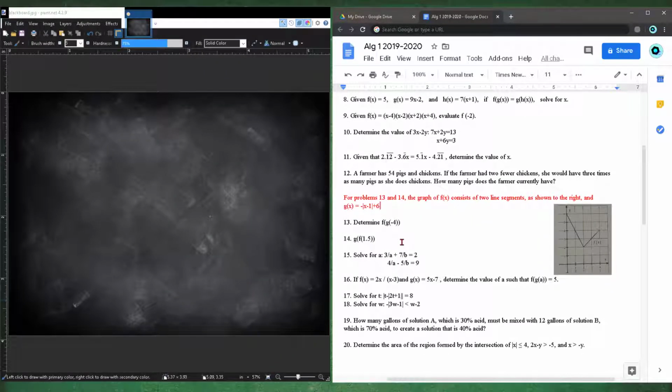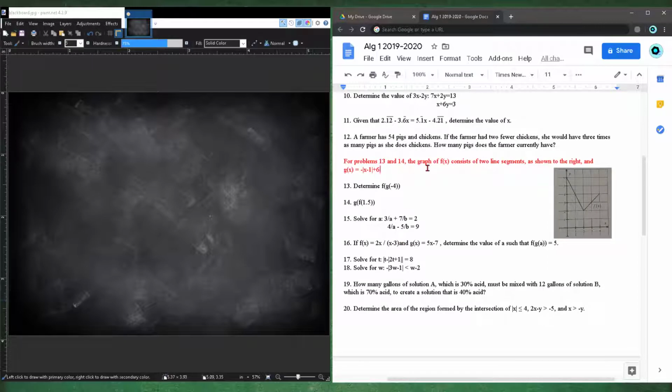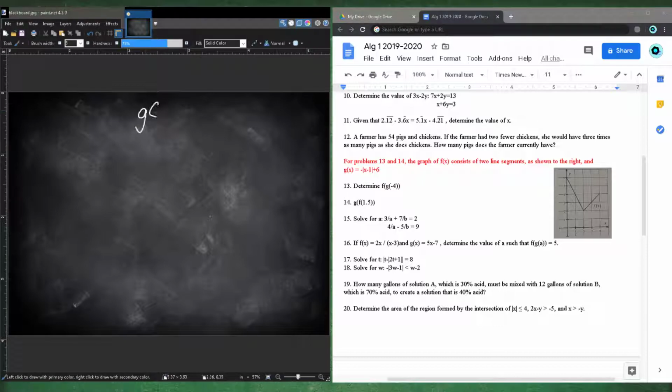Okay, number 13 and 14. For problems 13 and 14, the graph of f of x consists of 2 line segments, as shown to the right. So it's this picture. And g of x is equal to negative absolute value of x minus 1, plus 6 outside. Determine f of g of negative 4. So work inside out. Negative 4 into this equation.